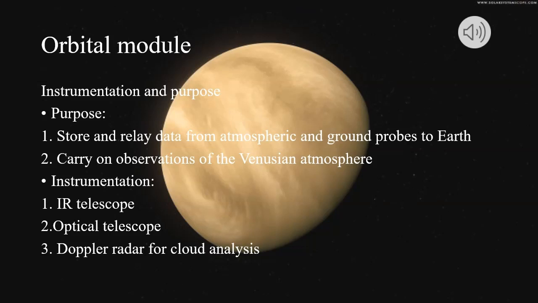The objective of this orbital module is obviously to keep a communication with the Earth, so this goes by storing and relaying data from the atmosphere and ground probes to Earth, but also to carry on observations on the Venusian atmosphere. And for these observations, we think about putting an infrared telescope, but also an optical telescope, and also, because the atmosphere of Venus is really perturbed by clouds, a Doppler radar for cloud analysis.